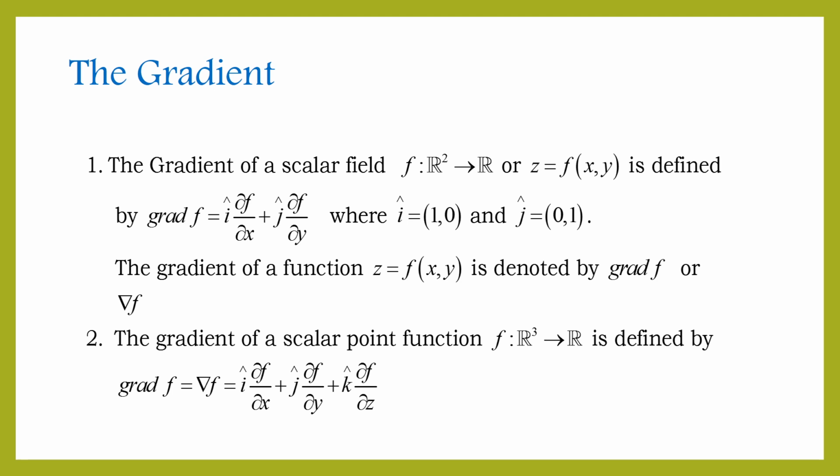scalar field. The gradient of this function is defined by grad f or del f equals i cap ∂f/∂x plus j cap ∂f/∂y. Here i cap is a unit vector, the ordered pair (1, 0), and j cap is the unit vector in the y direction, (0, 1). Here del f or grad f is the symbol used to denote the gradient of this function f(x, y).